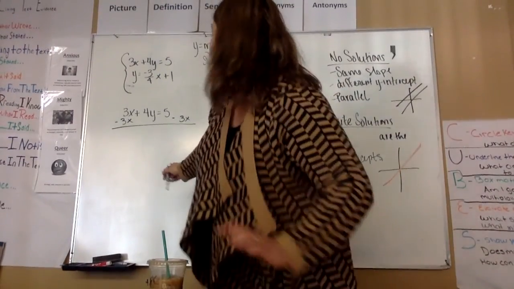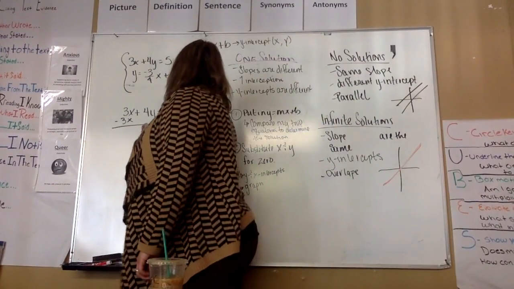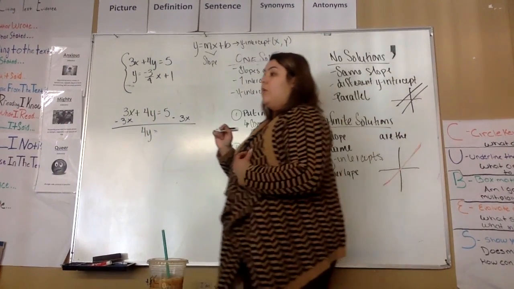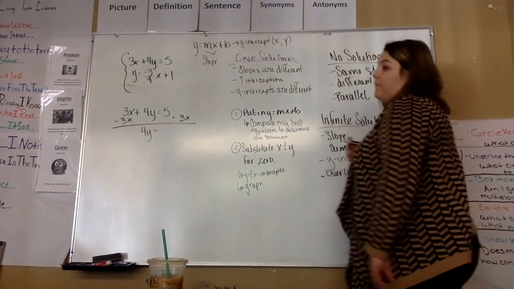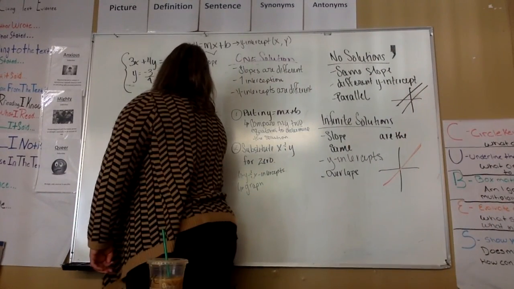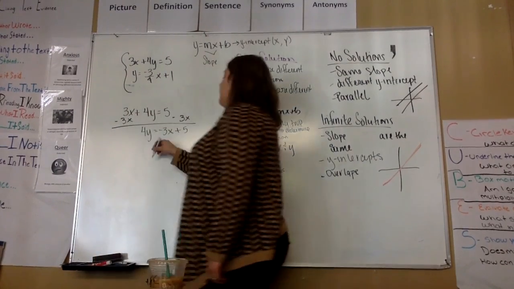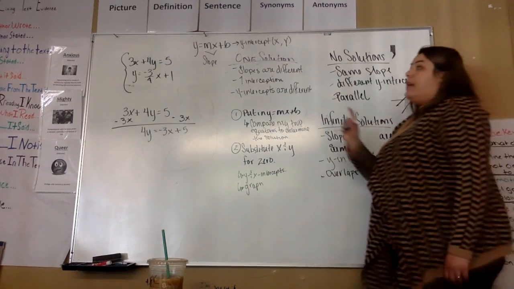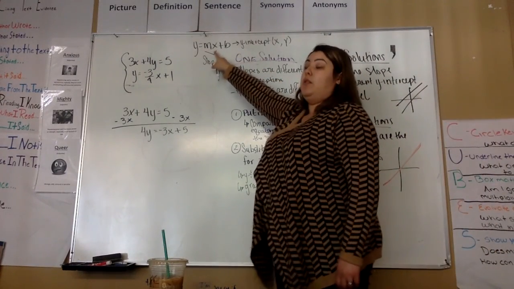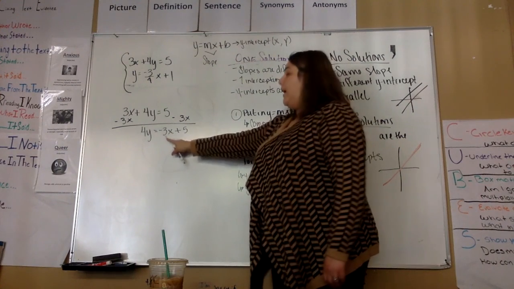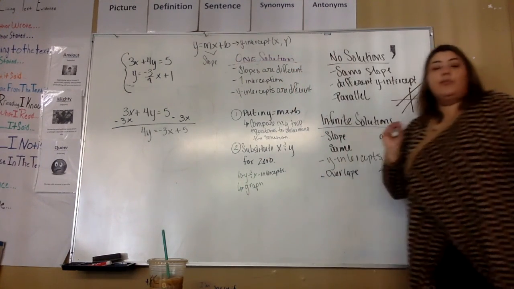Yeah. Then I have 4y equals, what does it equal? Negative 3x plus 5. I could have also done 5 minus 3x. However, I think Eddie wanted to put it in the y equals mx plus b form by putting the x first.